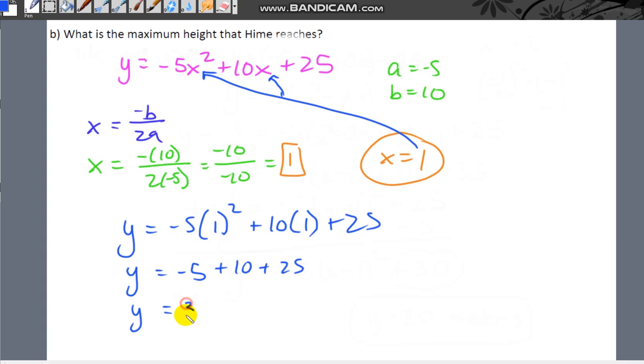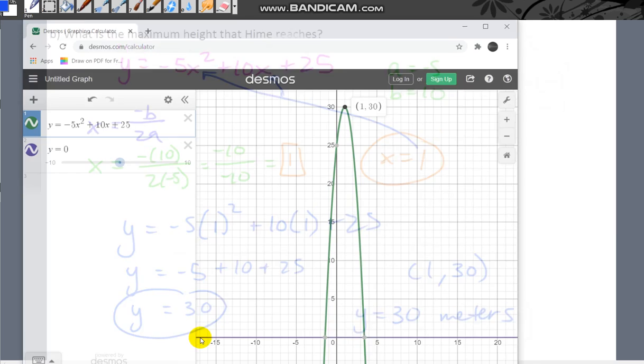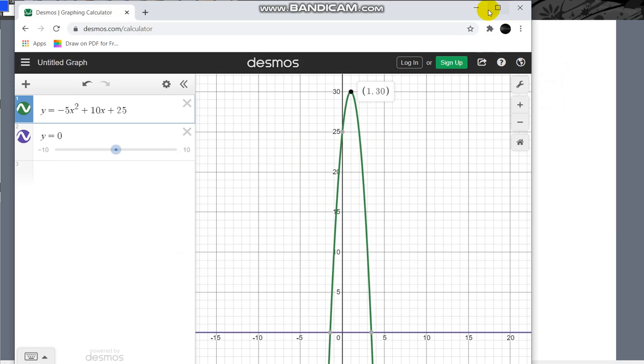5 plus 25 is going to be 30. That's our y coordinate. So that means our maximum, our actual coordinates are 1 comma 30. And we still know that y equals 30 meters. That would be the maximum height that he may reach as she jumps. So yeah, kind of cool what you can do with that.